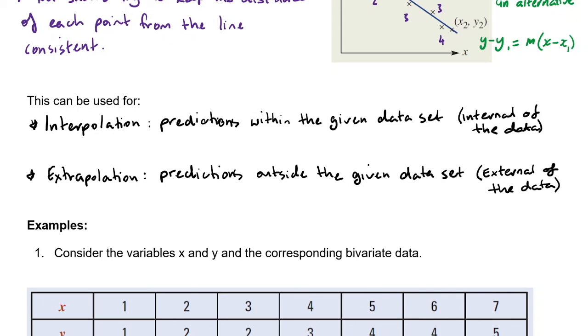So now that we have that down, we do have a couple of examples to look at. We're going to look at that in the next video.